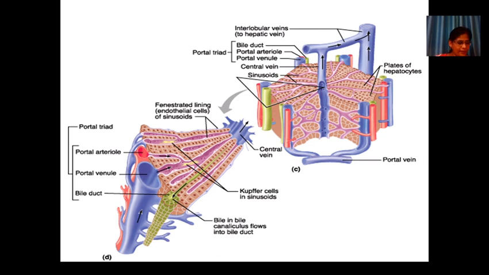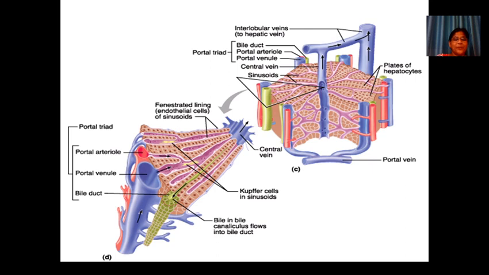And then the next one is Kupffer cells. Next you are seeing here Kupffer cells. What do these Kupffer cells mean? These Kupffer cells are also known as hepatic macrophages. These are the cells lining the sinusoids. The cells which are lining the sinusoids are known as Kupffer cells.